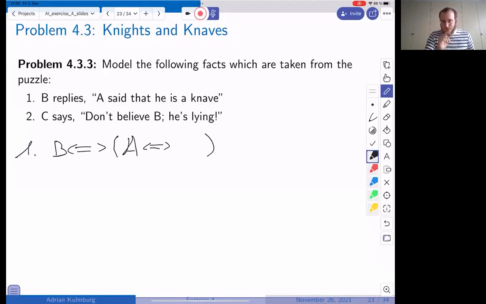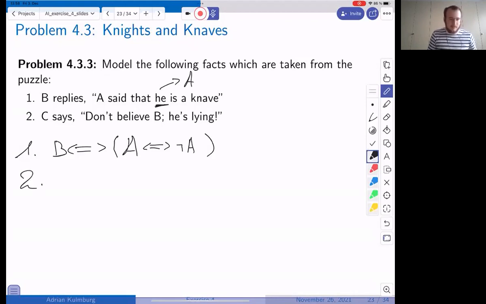And I saw in the Moodle forum a few hours ago that somebody might have misunderstood this little bracket here. He applies to A in this case. Yeah, I think I'm going to correct this in the exercise sheets because this is an easy mistake to make. But basically, he said A says that A is a knave, that he himself is a knave, and therefore he says that not A is true. So that A is false, meaning that A is a knave. Okay, so that's the first sentence.